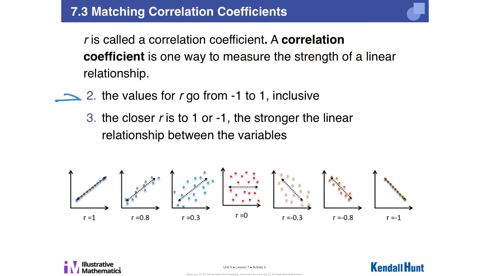The next thing you need to know is point 2 right here. The values of R go from -1 to 1. Inclusive means that we can have an R of 1 and we can have an R of -1.